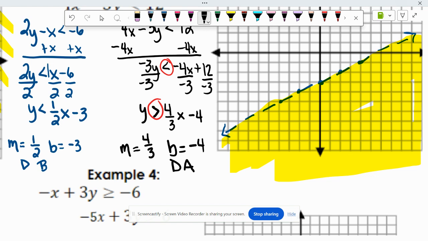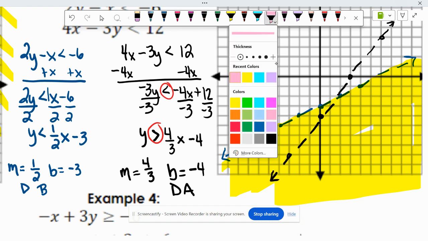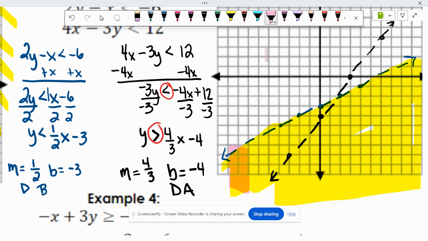My second inequality, I'm beginning at -4. And this has a slope of up 4 over 3. So I'm going to go up 4 to the right 3. I'm going to do that a couple of times. I'm also going to go down 4 and to the left 3. Dashed line again. But this one is a shade above, right?